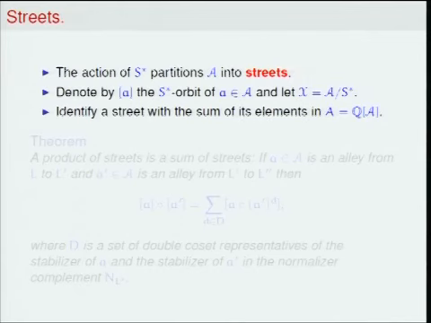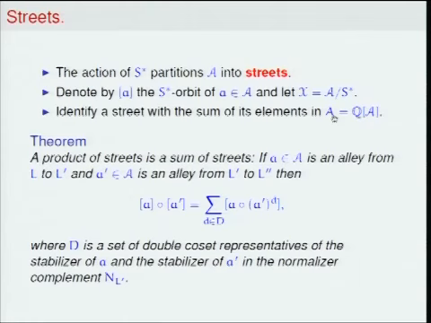And then, as in the case of the descent algebra, it turns out that when you multiply 2 of these classes inside the big algebra, then you can decompose the resulting product as a combination of such things. The product of 2 streets is a sum of streets, and this sum can be nicely described in terms of groups.